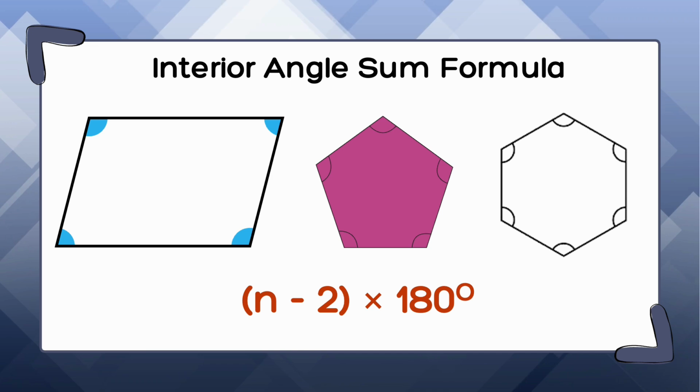But why does this formula work? It is because any polygon can be divided into triangles, and each triangle has an angle sum of 180 degrees. So when we find out how many triangles fit into a polygon, we just multiply that number by 180 degrees to get the total interior angle sum. Let us prove it by drawing triangles inside polygons.